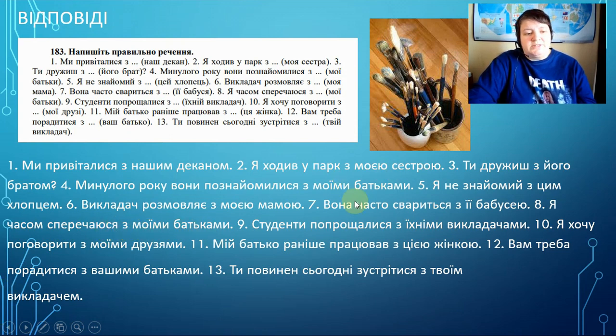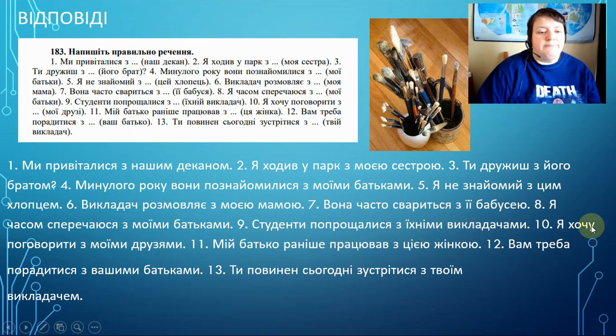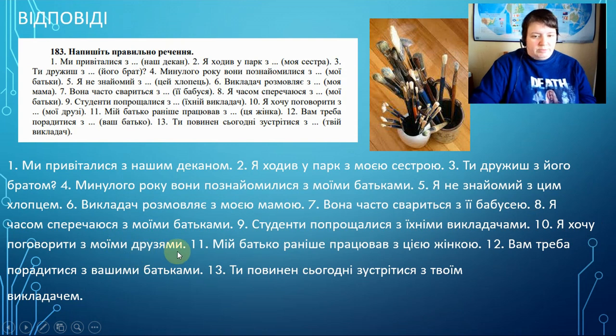Plural, instrumental. Студенти попрощалися з їхніми викладачами. The students said goodbye to their teachers, but in Ukrainian it's instrumental case. Plural. Я хочу поговорити з моїми друзями. I want to talk to my friends, or with my friends. Instrumental plural. Мій батько раніше працював з цією жінкою. My father earlier worked with this woman. Grammatical feminine, instrumental.